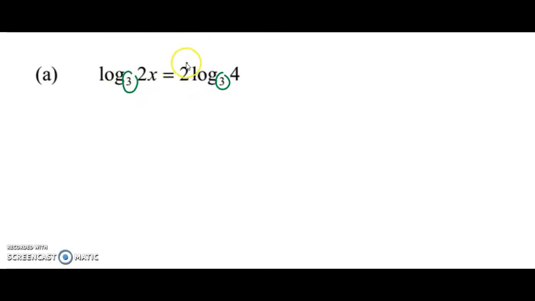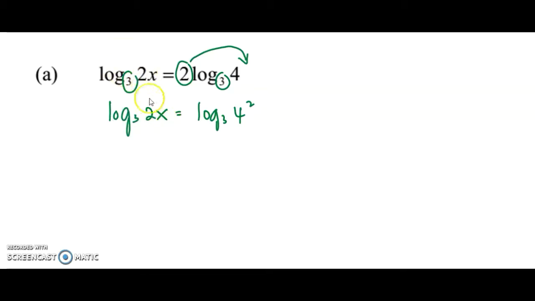But for the right hand side, we can see that the coefficient of the log is 2. So we need to change it into 1. And how can we do that? We just bring the 2 to become the power of 2. That is 4 to the power of 2. So now I just remain the left hand side as log 2x base 3, and the right hand side I converted into this 4 to the power of 2. Then now you can see that both of them have a single log.